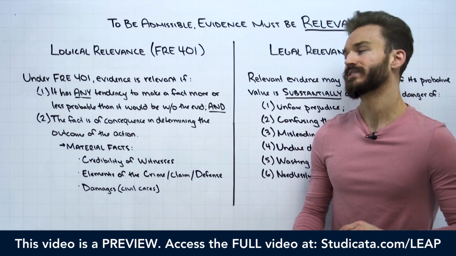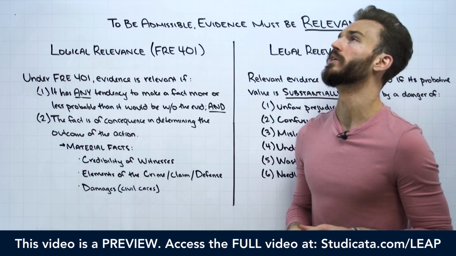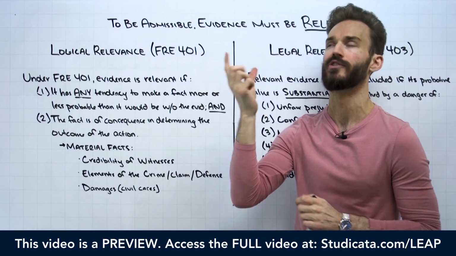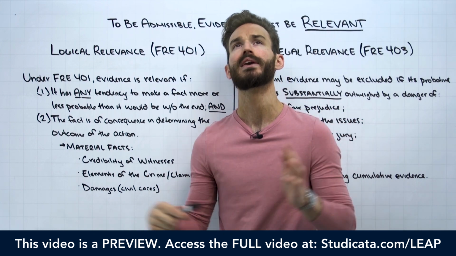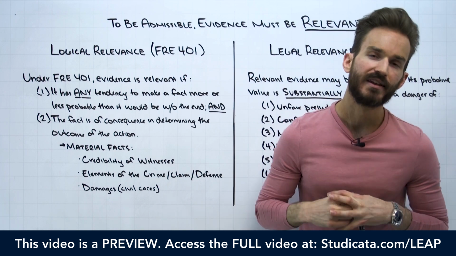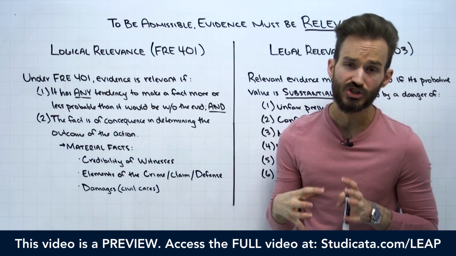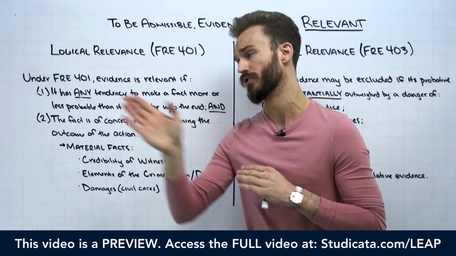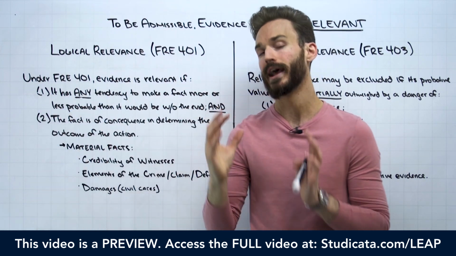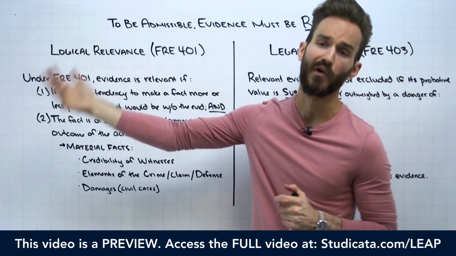So let's come up with an example. What I like to use here is something that's very binary. Let's say that we have a car accident. The plaintiff is alleging that the defendant entered an intersection when the stoplight was red, negligently causing a car accident.